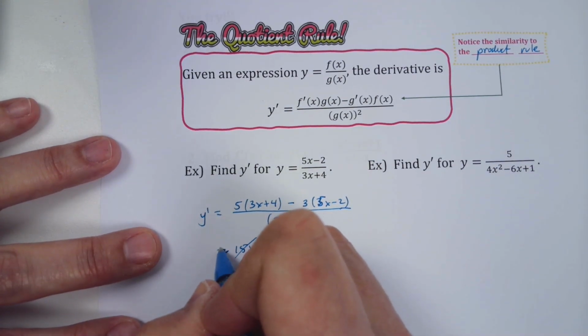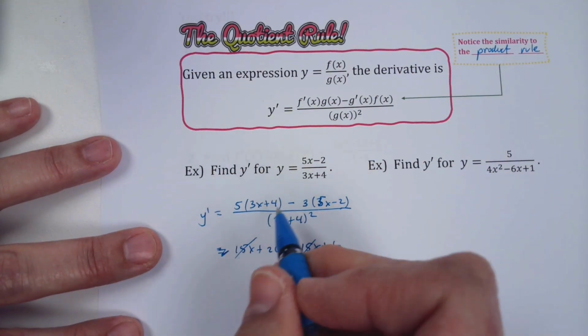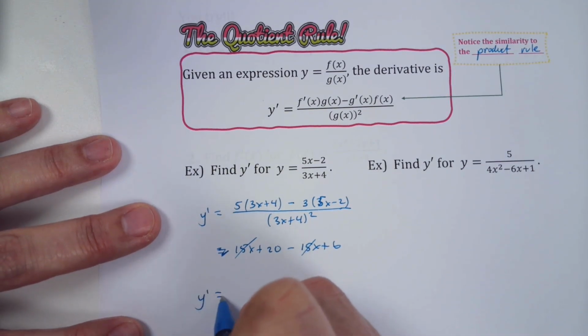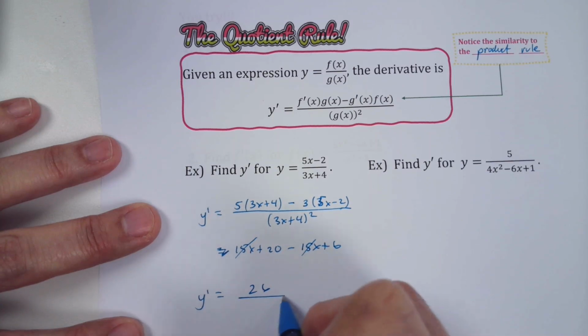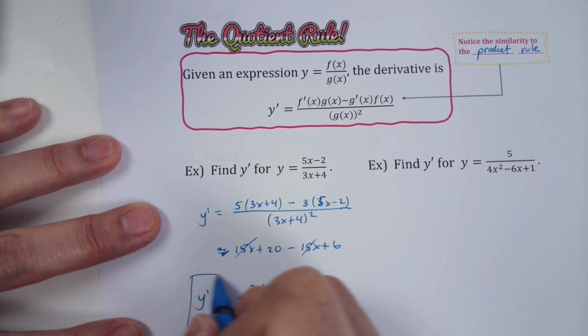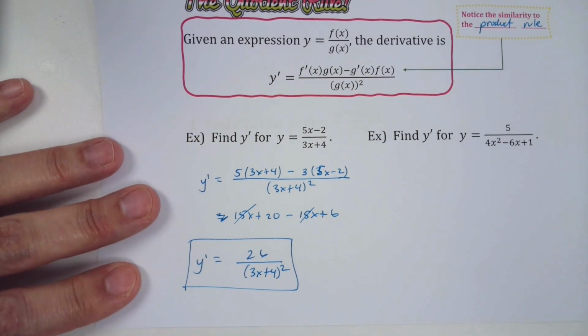So I'm going to get rid of that equal sign because I'm just cleaning up the top, because then I'm going to write my derivative. I'm just going to say it's 26 over, and this bottom part, 3x plus 4 squared, we'll just leave it like that. Okay, but clean up the numerator.